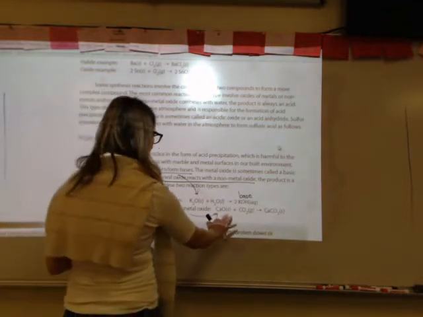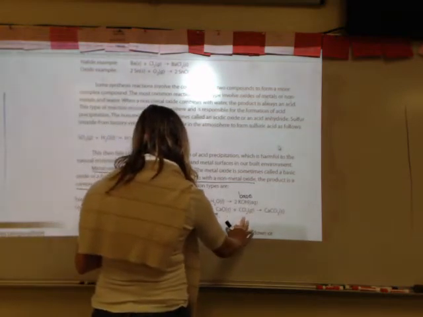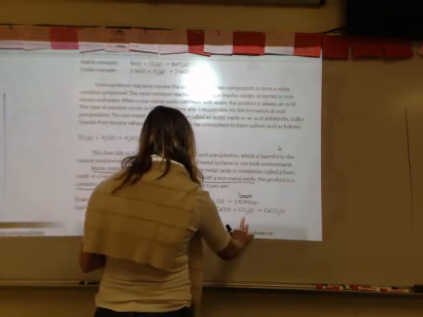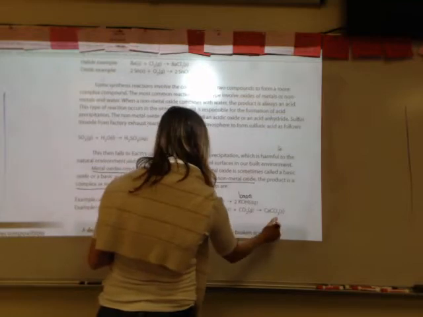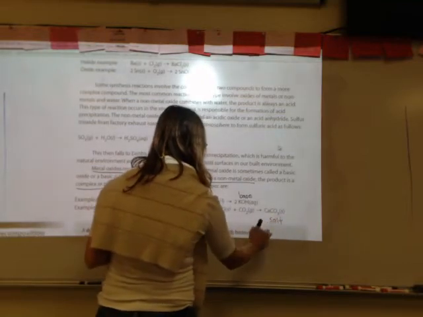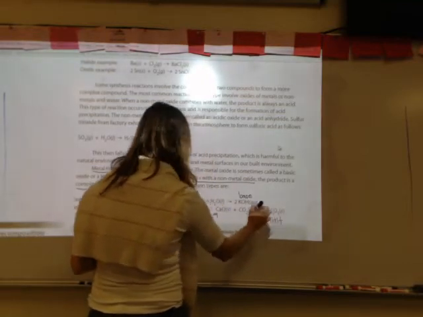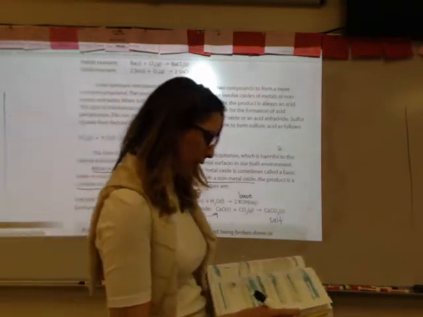Here is your calcium oxide reacting with carbon dioxide, which is a non-metal oxide, to produce a ternary salt because it's made of three things. That's calcium carbonate.